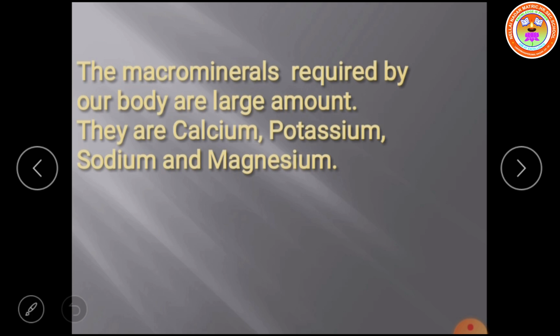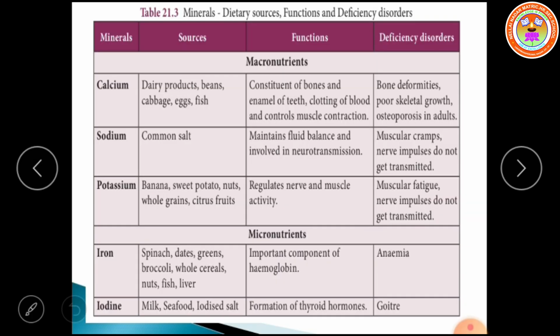Macrominerals are required by our body in large amounts. Calcium, potassium, sodium, and magnesium are some examples of macrominerals. They are required in grams. In the daily diet, the minerals we take in large quantity are called macrominerals. Calcium, potassium, sodium, magnesium are required. Now we will see some of the sources of minerals from our diet, the source for each particular mineral, and their functions and disorders.